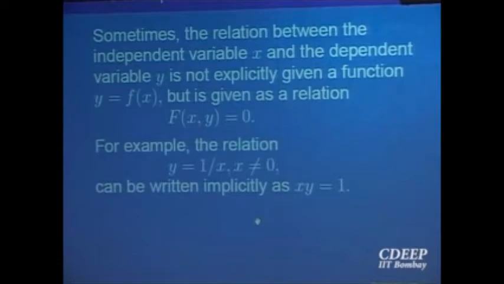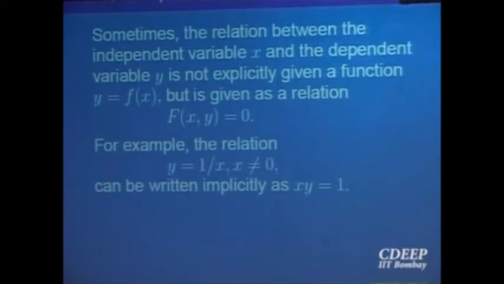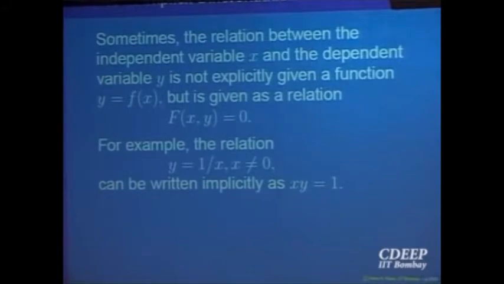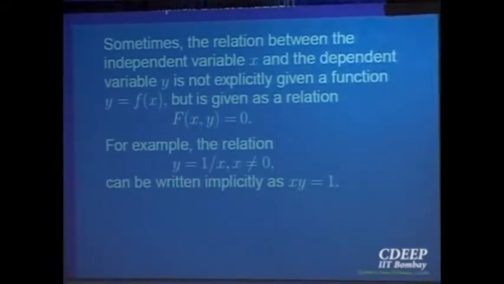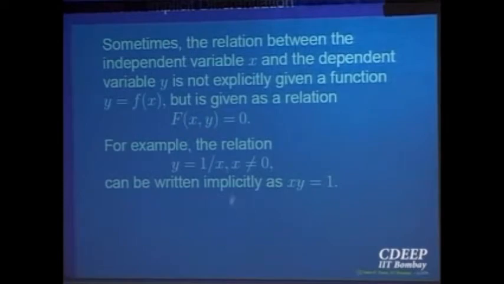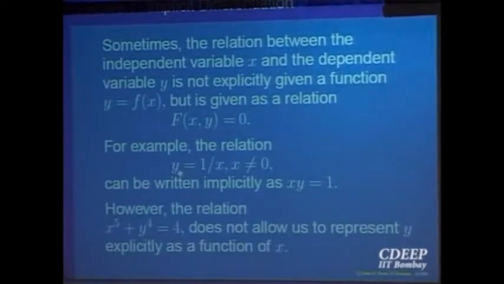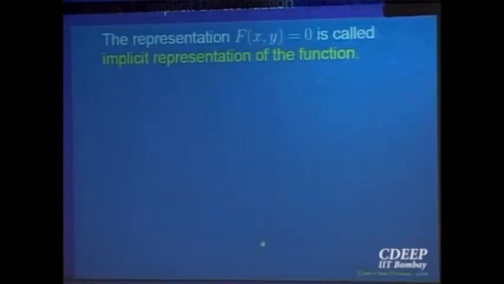For example, when you are given a function y equal to 1 over x, you can write implicitly as xy equal to 1. So this is called an explicit representation, y equal to 1 over x, and this is called an implicit way of writing the function. But many a times when a relation is given, for example x^5 plus y^4 equal to 4, it may not be always possible to write y as a function of x or x as a function of y. So such relations we normally call implicit representation of functions.